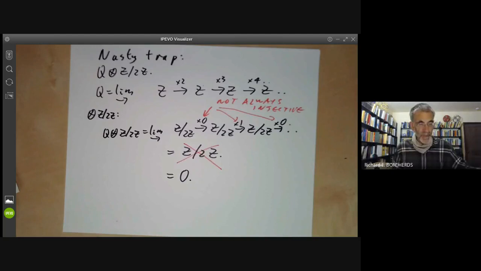Okay, so next lecture, we will be discussing the relation between tensor products and localization, and we'll be introducing flatness.